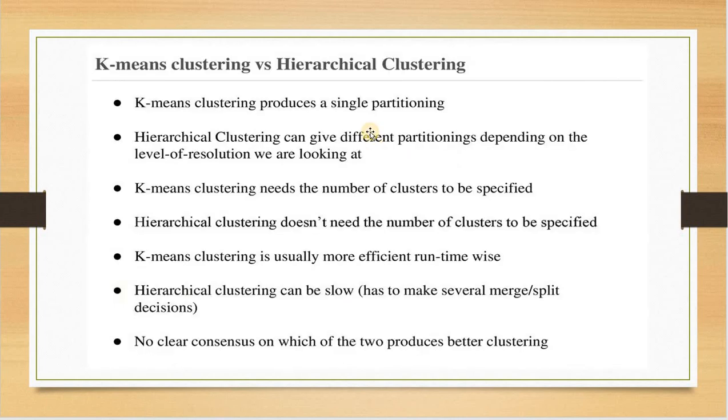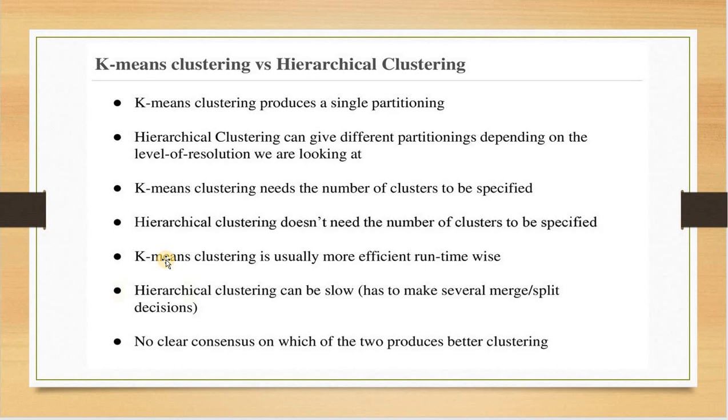Now we will lastly see the difference between both, that is k-means clustering versus hierarchical clustering. K-means clustering produces a single partitioning, right, and hierarchical clustering can give different partitionings depending on the level of resolution we are looking at. K-means clustering needs the number of clusters to be specified and hierarchical clustering doesn't need the number of clusters to be specified, right? In k-means clustering we have to assume at the start the number of clusters on our own. In hierarchical clustering there is no need for any assumption. Based on the similarity of the clusters they are merged into one.